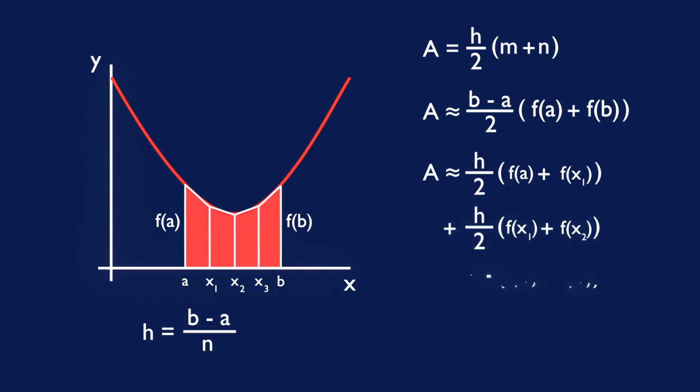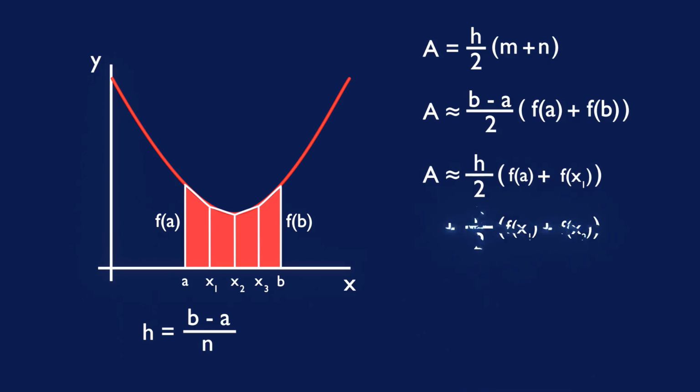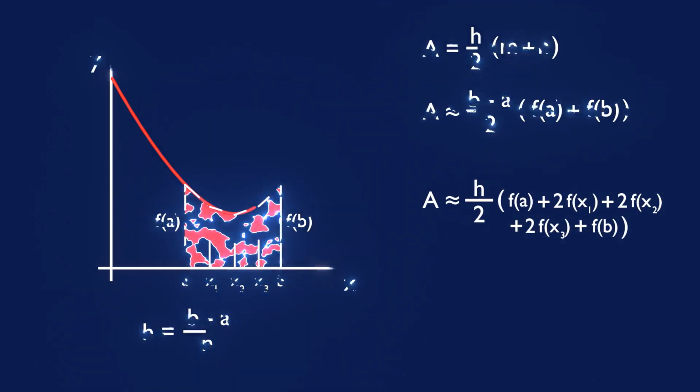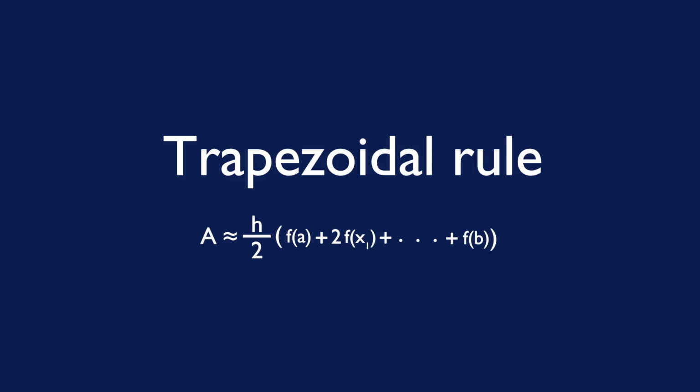Just have to do the same for the rest of the trapezoids and add them. As you can see, we have a common factor here, and all the middle values get added 2 times. So we can write it like this. And there you have the trapezoid rule. We could write it more generally like this.